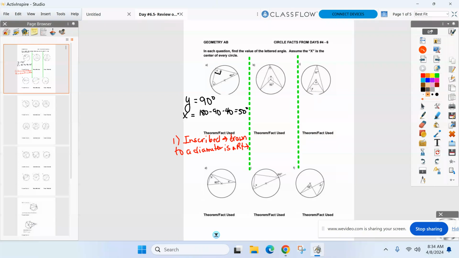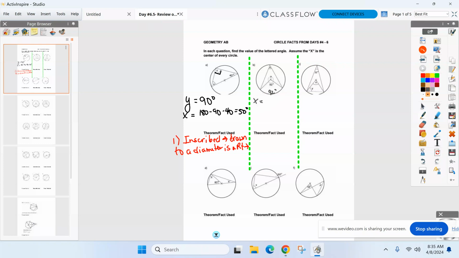92 degrees. What type of angle is it? Central. What do we know about a central angle? Because I want to label another part of this diagram too before I find X or Y. If the central angle is 92, so is the arc, right? Whatever the central angle is, it's always equal to its arc measure. So this arc is also 92 degrees.